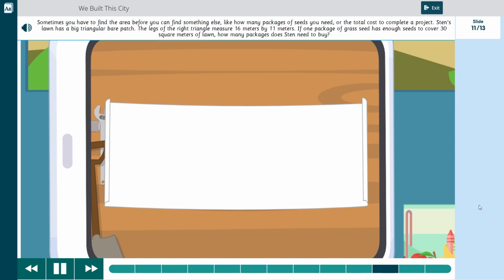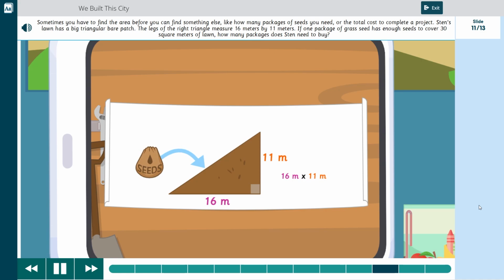Sometimes you have to find the area before you can find something else, like how many packages of seeds you need, or the total cost to complete a project. Sten's lawn has a big triangular bare patch. The legs of the right triangle measure 16 meters by 11 meters. If one package of grass seed has enough seeds to cover 30 square meters of lawn, how many packages does Sten need to buy?